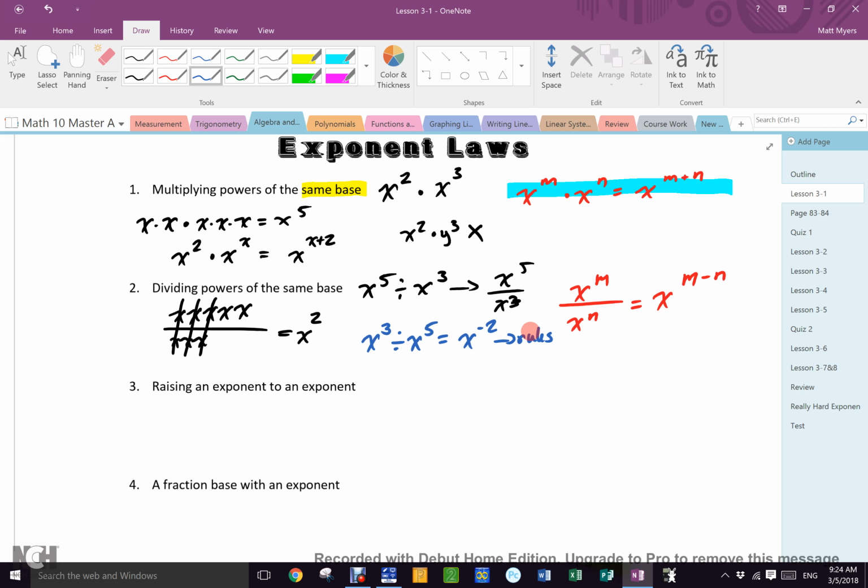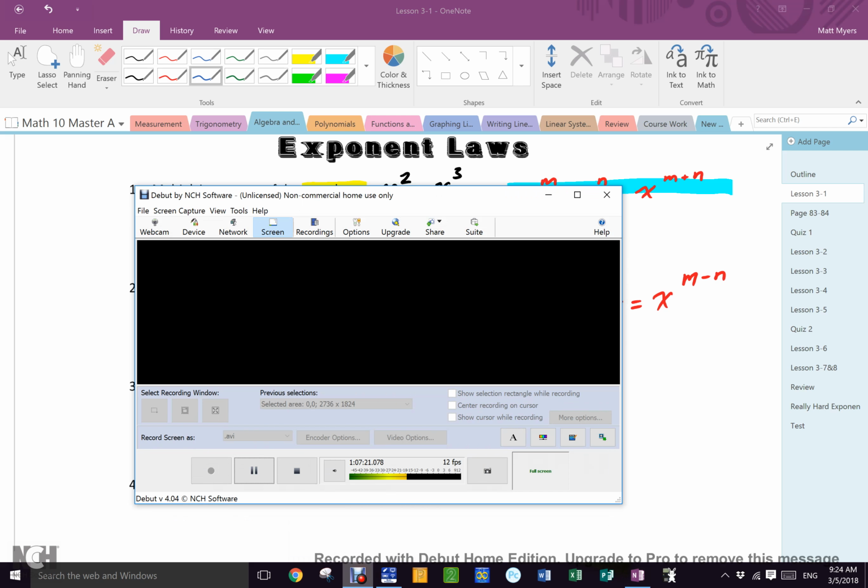And if you're adding x to the 3 plus x to the 2, you just leave it as x to the 3 plus x to the 2. Oh, yes. I see what you're doing. You're adding two bases. Yes.